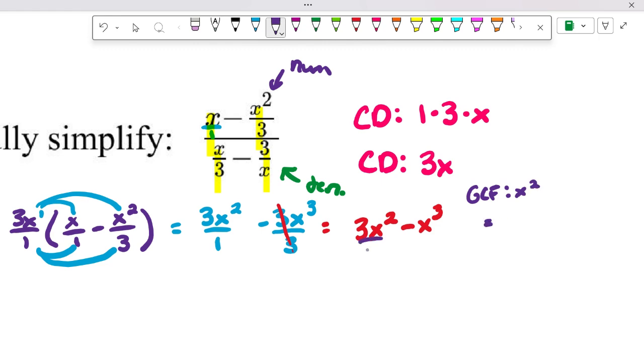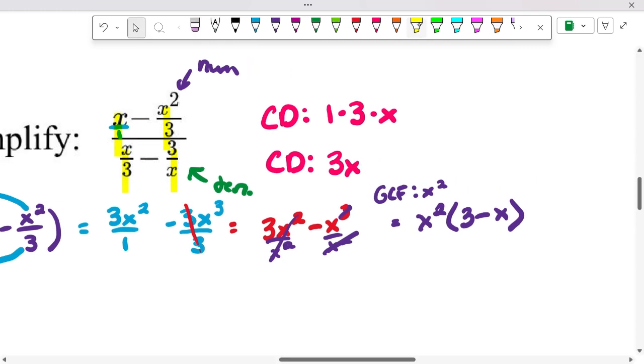So if I divide both these terms by x squared, Lainey, what am I left with after I take out the x squared? 3 minus what? X. Good. X squareds cancel, and then 2 of the x's cancel from the x cubed, so it's just a singular x now. So this right here is my new numerator.